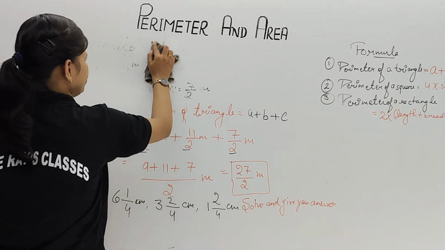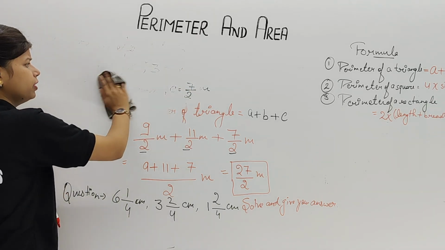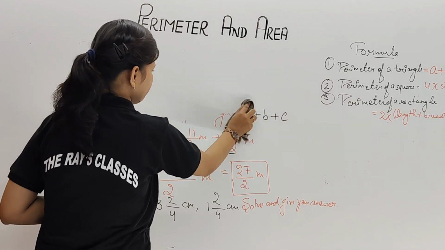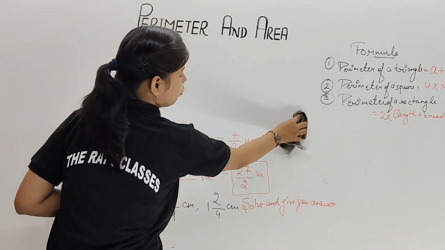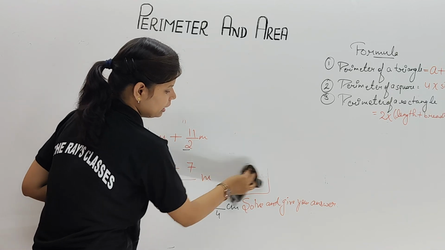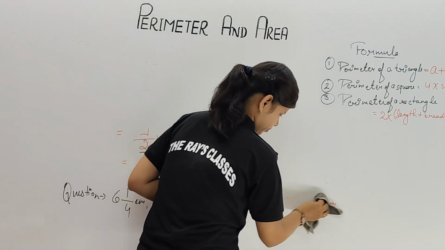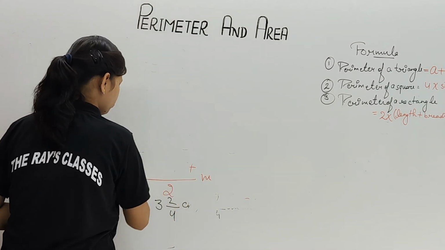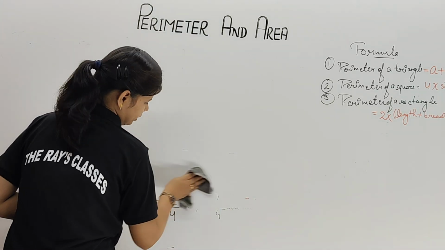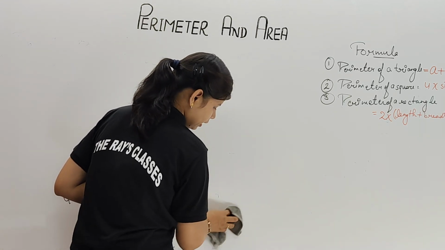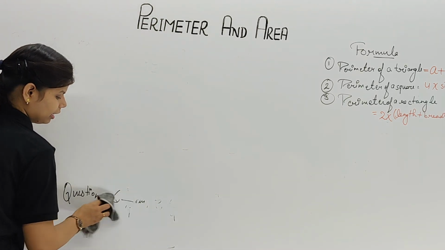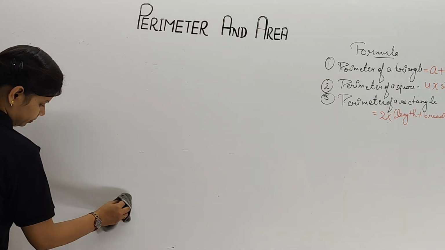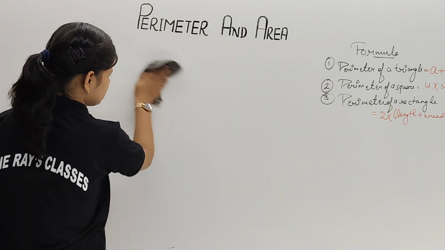Perimeter of a square equal to 4 into side, and you know already a square is a figure where we are having all sides equal. All 4 sides of a square are equal, and that's why we have one common formula, 4 multiplied by side. Whereas for a rectangle the formula is different. There both lengths and breadths are different. That's why we have a different formula. Clear?